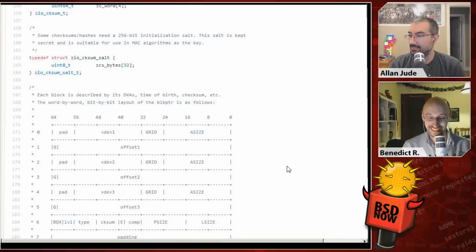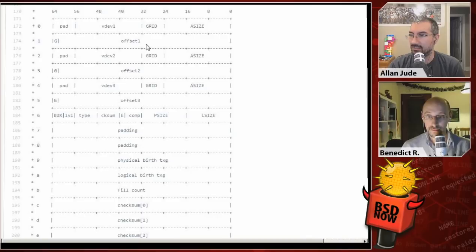So here's the diagram of what a block pointer looks like. You see there's a little bit of padding there, and then you have the VDEV number, this grid field, which isn't currently used, but is eventually available for some interesting ideas they had. Then you have the allocated size, so how big of a chunk on disk it was actually written to. And then there's a 1-bit flag there, and then 63 bits to store the offset. And then you have the same thing for the second DVA and then a third DVA.